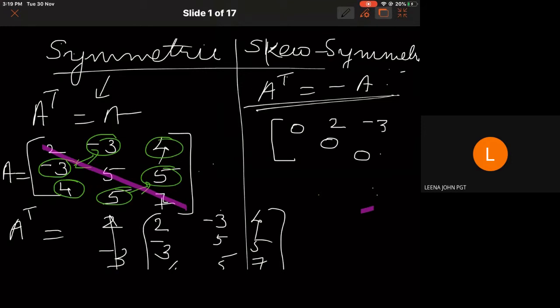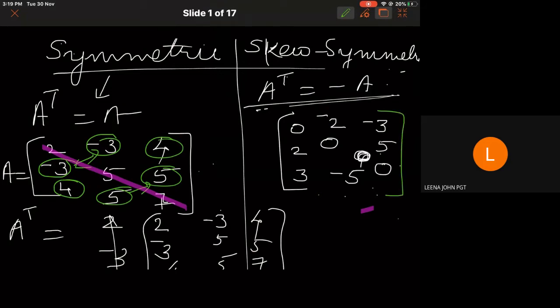Suppose you consider the non-diagonal elements like this, I am talking about a 3 by 3 matrix, and here it is 5. First, the diagonal elements are 0. Second, the diagonally opposite elements: you can see here, one is 2, another is minus 2. Here diagonally opposite, one is 3, another is minus 3.